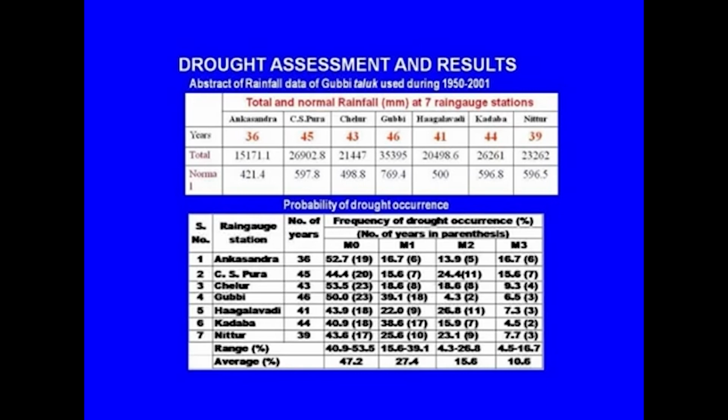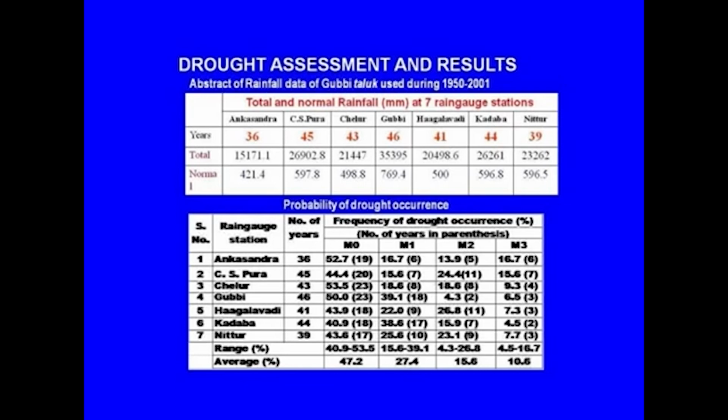So, 36 years of data is available, and based on that the normal or the LTA value has been computed, and based on this the probability of drought occurrence under each rainfall station has been computed. What has been found, based on the information which is available, is that no drought condition has existed for about 52%, that is for 19 years, at one particular rain station.